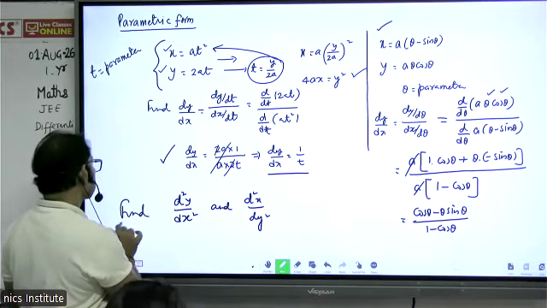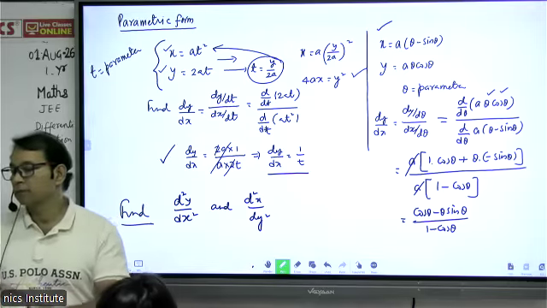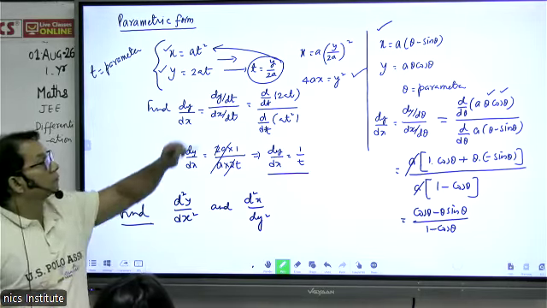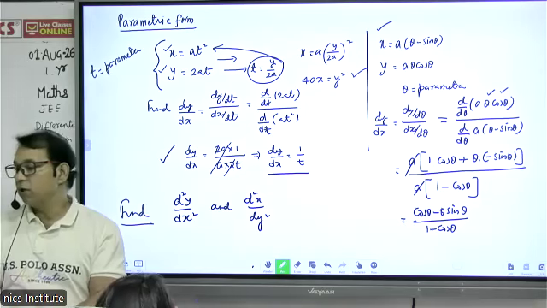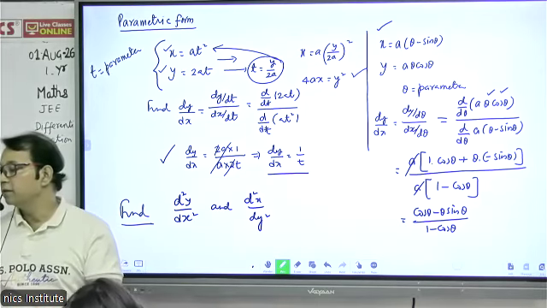Try this question. If x is at square, y is 2at, find.